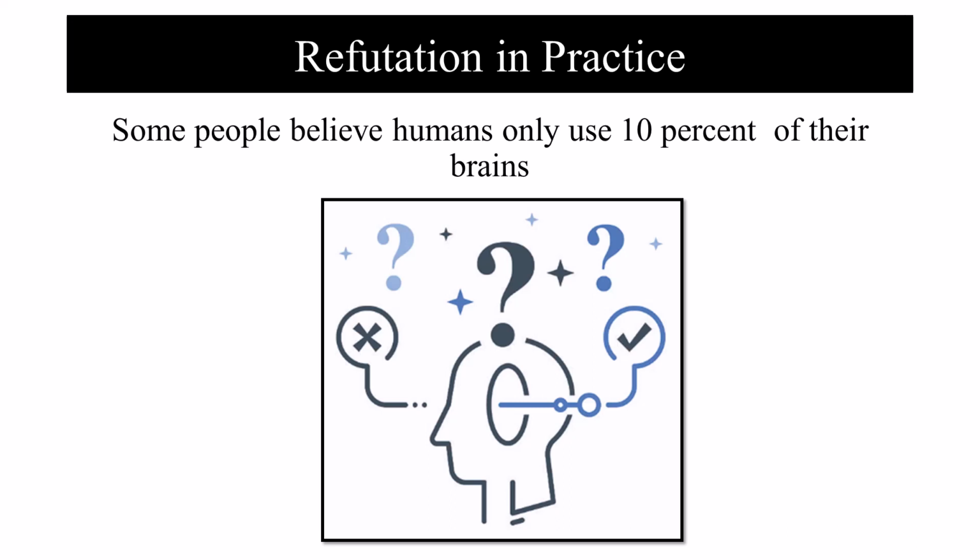The refutation with scientific explanation would be that our brains are consistently bombarded with sensory information, and widely distributed brain areas are involved in communication and processing information virtually all the time. So humans do use much more than 10% of their brains.